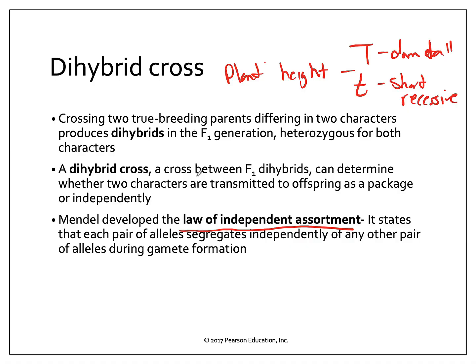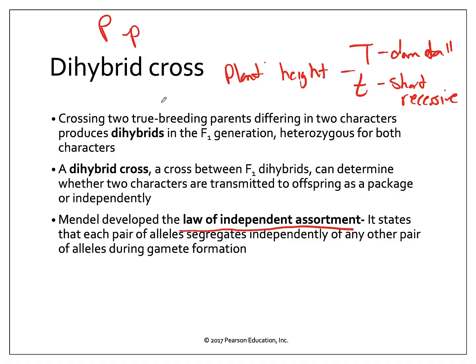What Mendel's law here says is that the alleles for plant flower color, P, and the alleles for plant height, T, don't depend on each other at all. P will assort by itself randomly, and T will assort by itself randomly. So they're not linked to each other, they don't depend on each other at all.